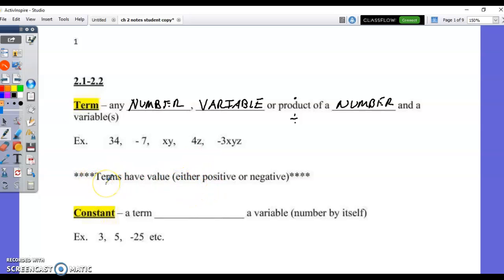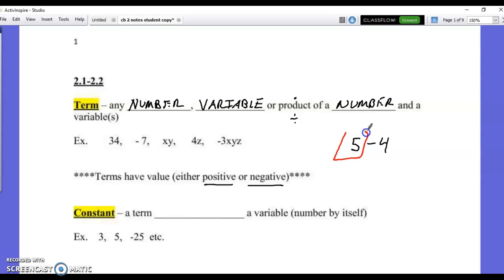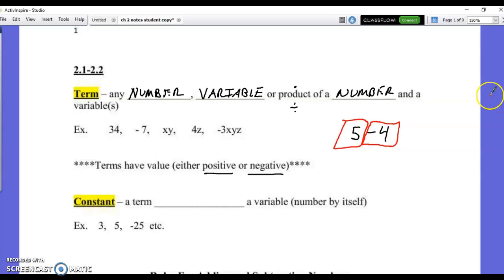One thing I'm going to really hammer on, terms have value either positive or negative. All right, and problems that you normally see, we can start to see them as separate terms. So if you see something like 5 minus 4, I want you to be able to visualize it as the term a positive 5 and a negative 4. And then when we combine them, what we're going to be doing in this section, when we're combining terms, that will make some more sense with the rules that are involved.